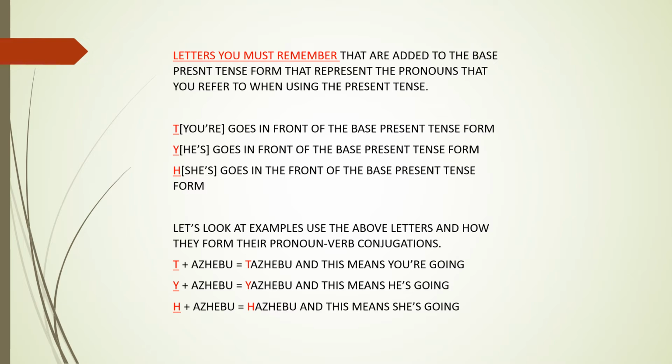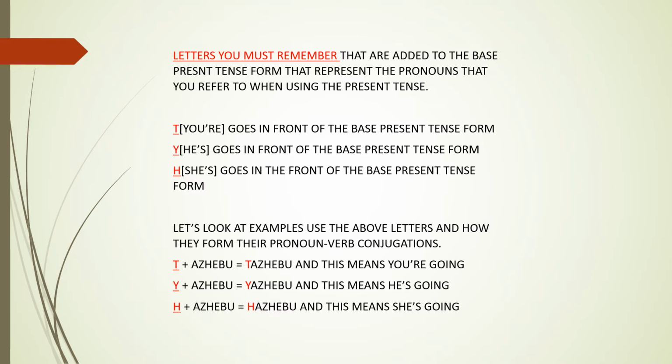In the next example, you'll see the letter Y in red, right? With a plus sign and then the base form of the present tense verb, which is azhibu. So you'll add the Y as one letter, as one word, and then you'll pronounce it yazhibu. And this means he's going. Yazhibu karha, he's going with her. Yazhibu karnahnu, he's going with us. Yazhibu karhum, he's going with them.